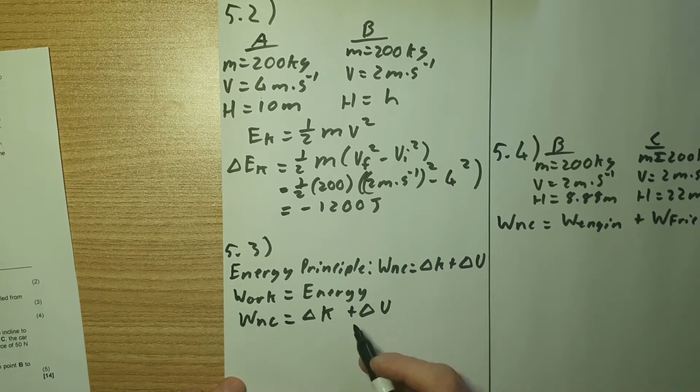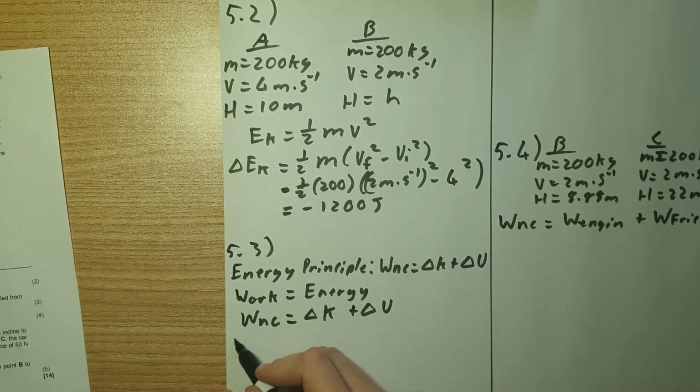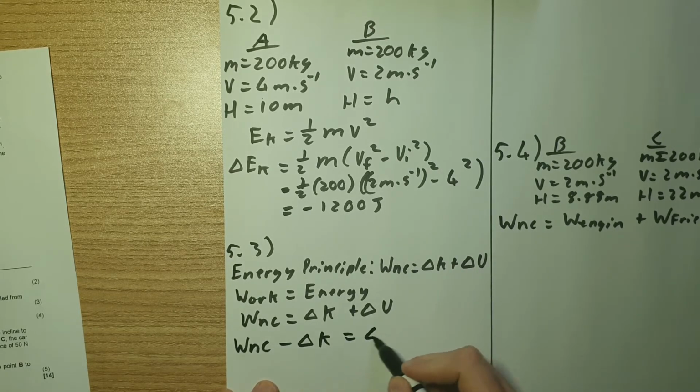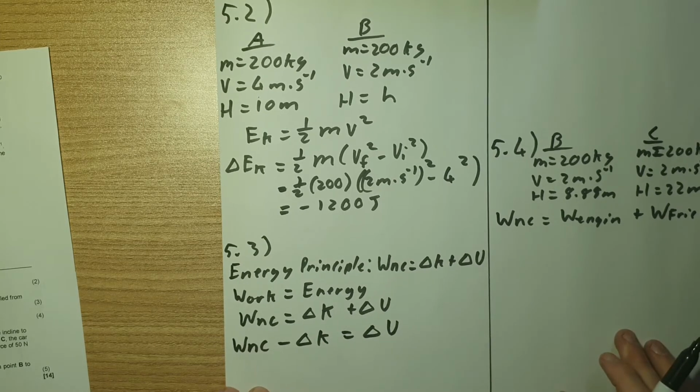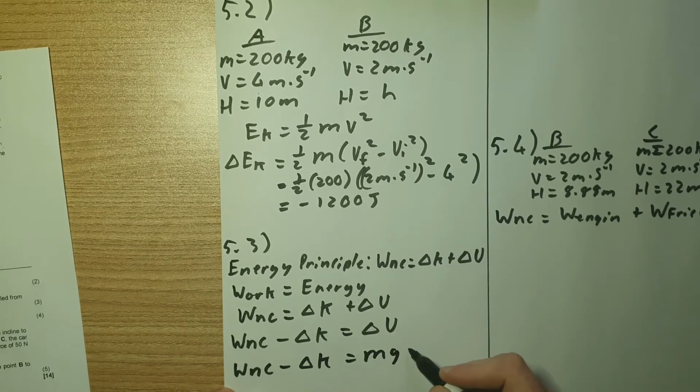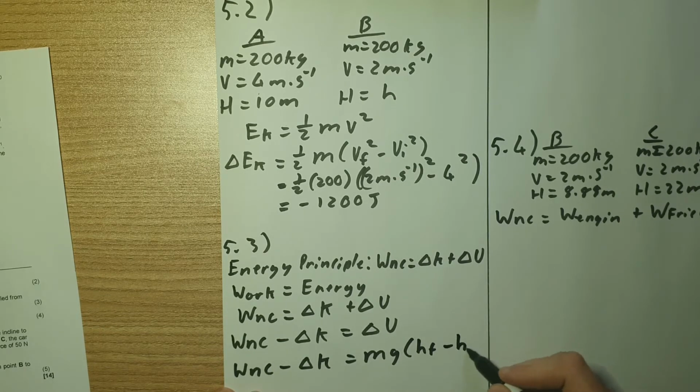I'm first going to take kinetic energy across, so that becomes work of the non-conservative force minus delta K equals delta U, the change in my potential energy. I'm isolating my potential energy because the height which we need to find sits in my potential energy. Now I'm going to write out my potential energy. So work of the non-conservative force minus delta K is going to equal mass times gravity times the change in height, so h final minus h initial.